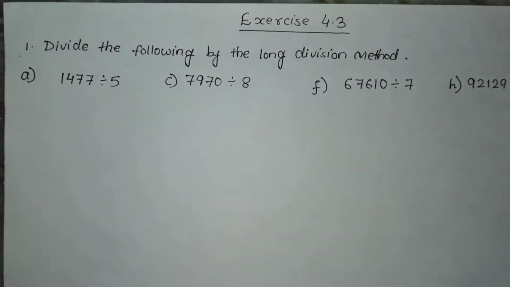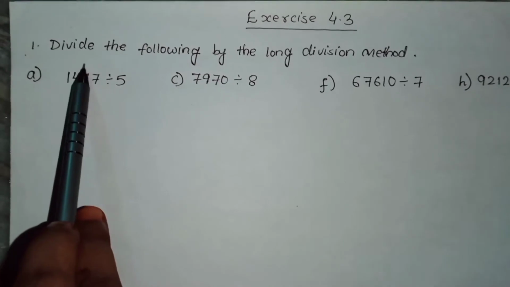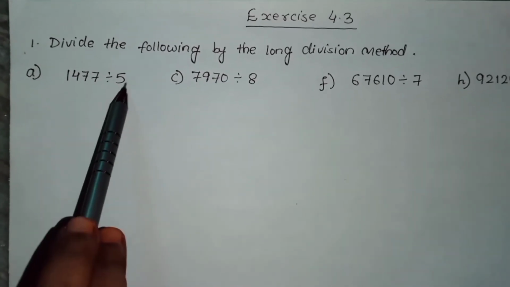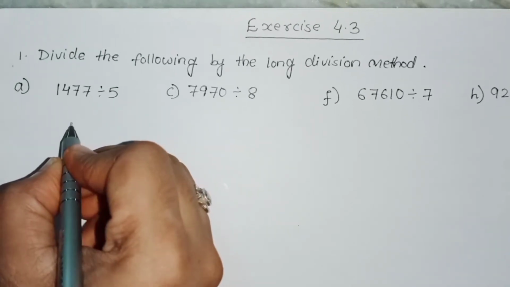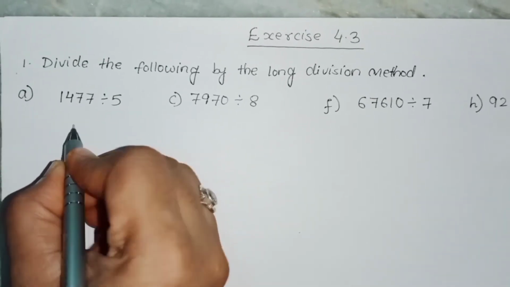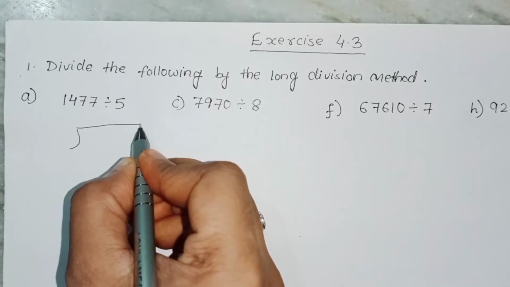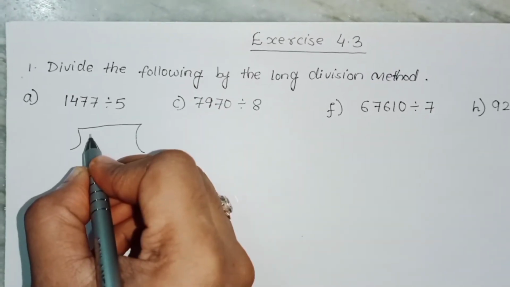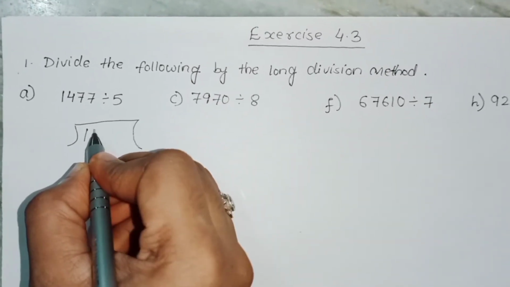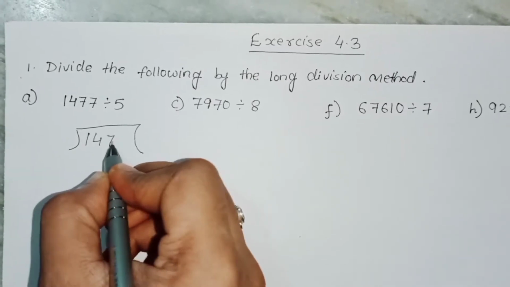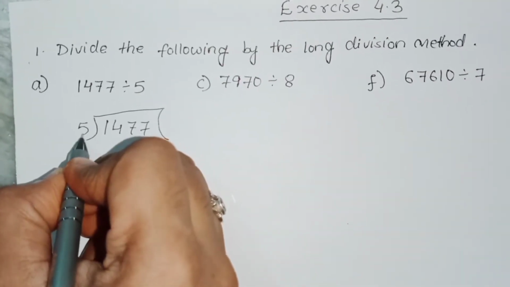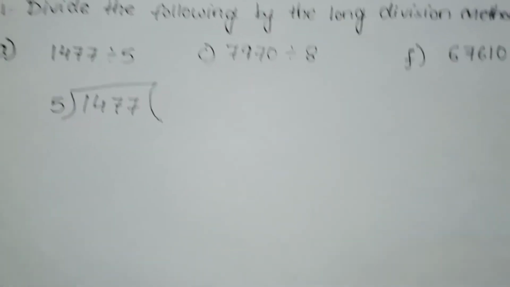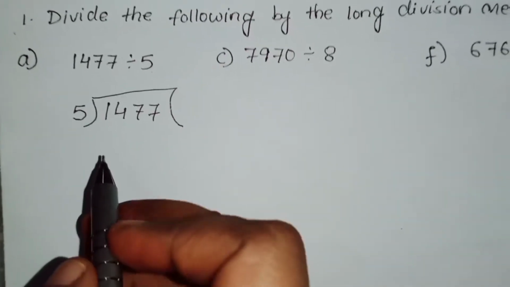What we have to do is, this one is called what? Dividend, and this one is called divisor. Where should the dividend be? Dividend should be inside. And what is the dividend? 1477, and the divisor should be outside. So I have written it here.